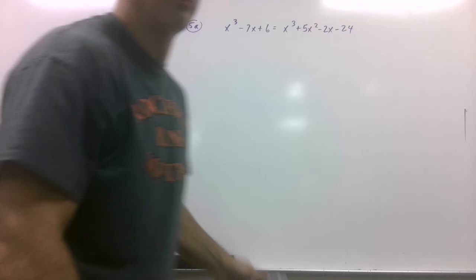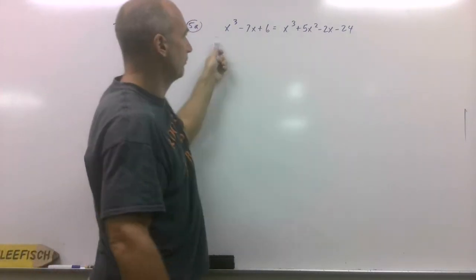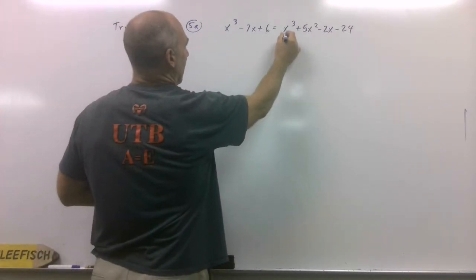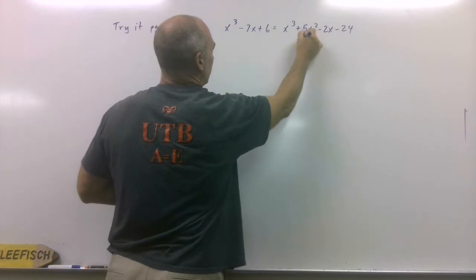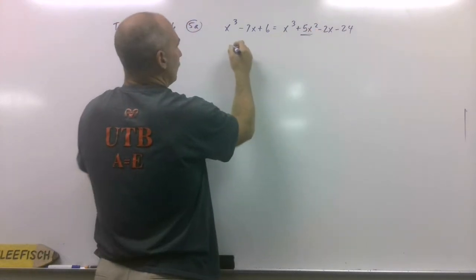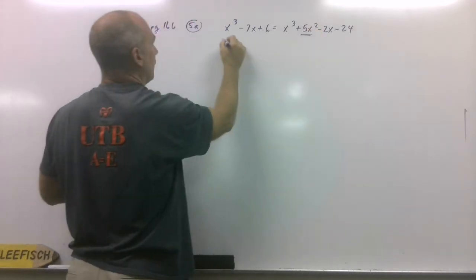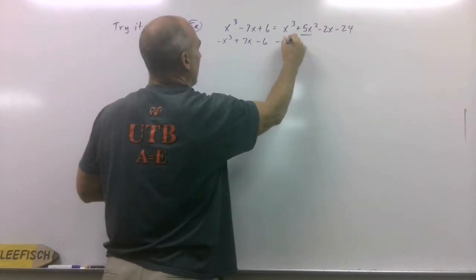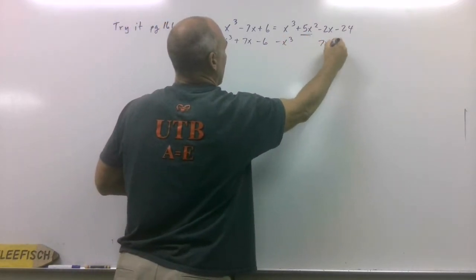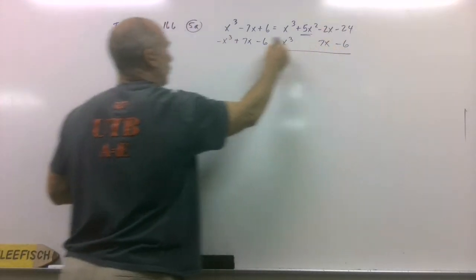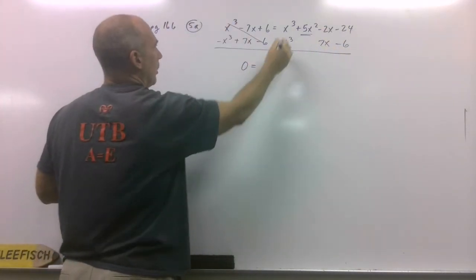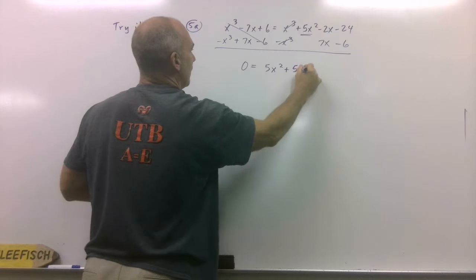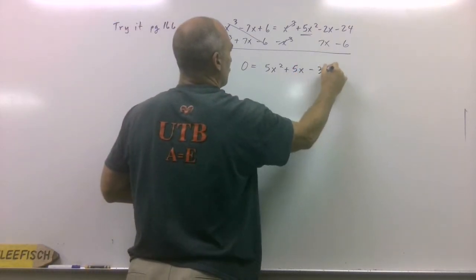Okay, so a problem like this. Solve it. First thing we're going to do is set it equal to 0. Now I want you to notice something. This is kind of nice. The x cubes are going to cancel. So I want to keep my next term positive. So if I just bring everything over here, I'm going to keep that positive. So I'm going to subtract x cubed, add 7x, subtract 6. Subtract x cubed, add 7x, subtract 6. I'm lining up my like terms. This whole side turns into 0. These cancel. I end up with 5x squared plus 5x, and that's minus 30.